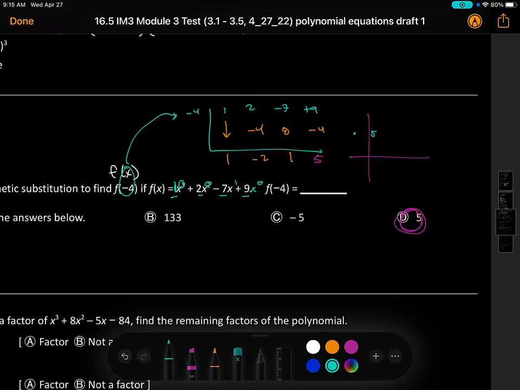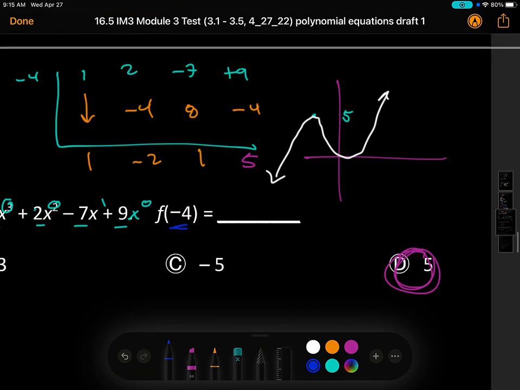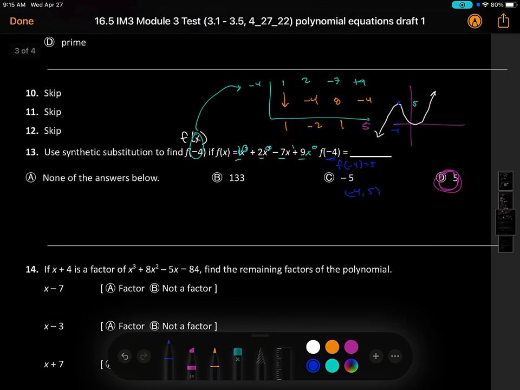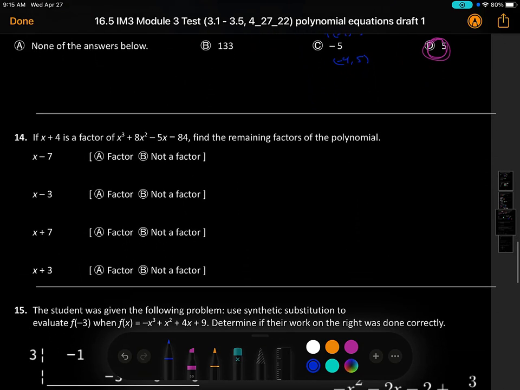That's 5. So if I draw a polynomial, this is at the third power, I might do something like this. So basically, at negative 4, then x is negative 4, because that's an ordered pair essentially, right? F of negative 4 equals 5. That's just negative 4 comma 5, and that's my ordered pair. Okay, question number 14.